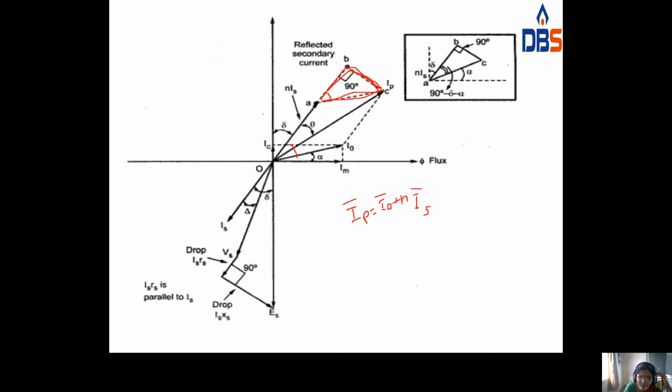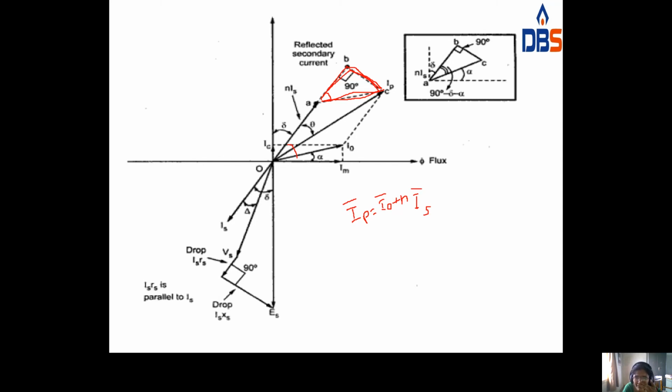you have to draw a parallel line to AC. So at that time it forms a right angle triangle. See here, ABC is a right angle triangle. Here IP is the sum of I naught bar plus N into IS bar. The primary current is the summation of the no load current plus the reflected secondary current. So this is the phasor diagram for the equivalent circuit of a current transformer, and this is the right angle triangle.